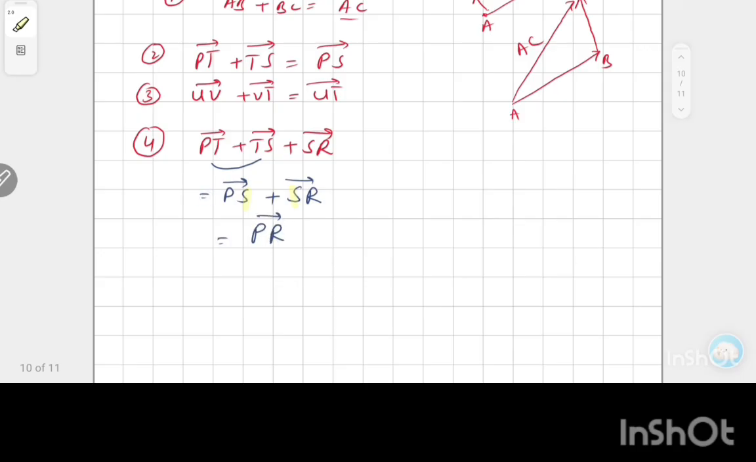Okay, more than two vectors. How do we deal with this one? How do we use additions? Okay, this is all for the additions.